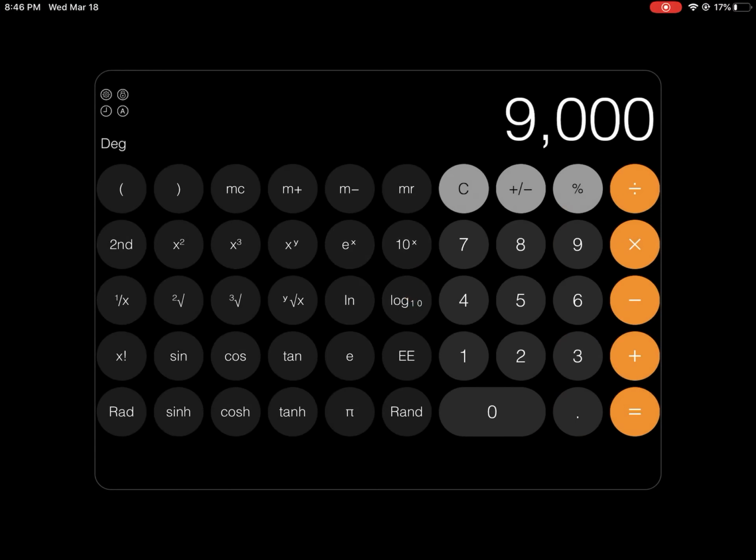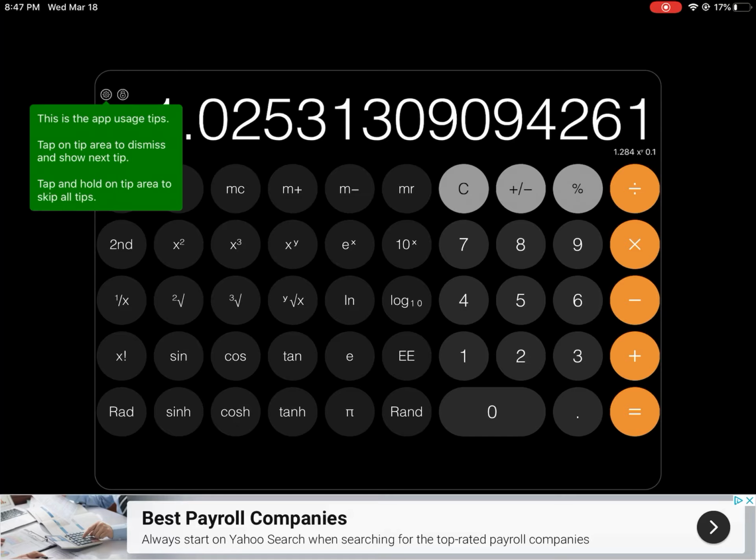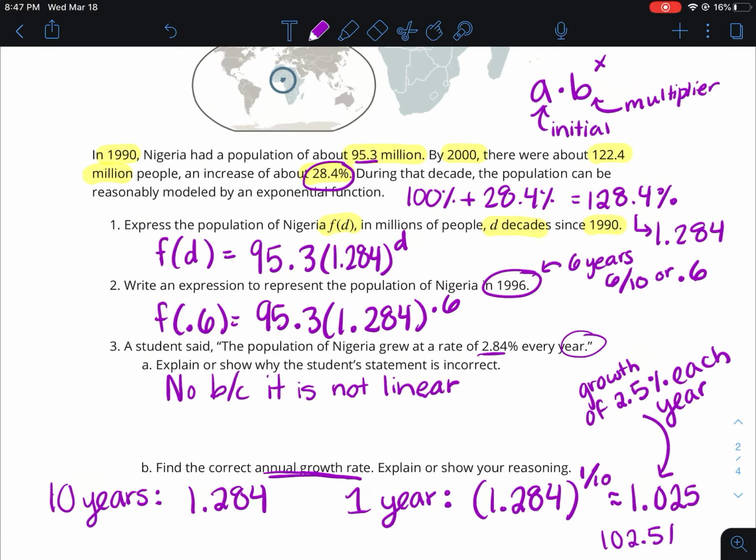there's my calculator. So 1.284 to the power of, so I'm going to do x to the y here, and 1/10 is 0.1. So I get 1.025 about. So it's a growth of actually 2.5% each year. Because remember, if you converted that, that would be 102.5%. Well, that's 2.5% more than 100.